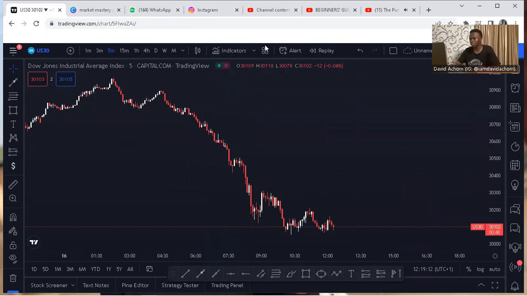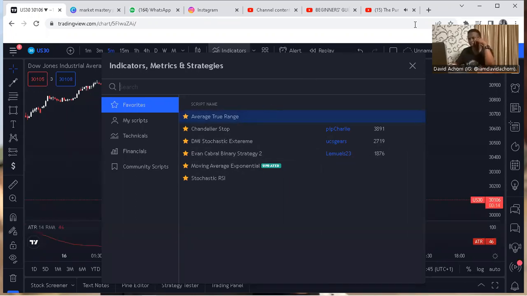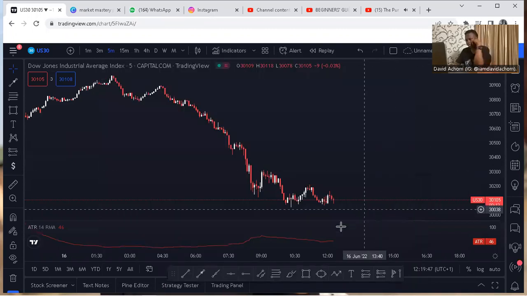If you want to bring out your indicators, you come here and type indicators. This is average true range. This is stochastic RSI. This is moving average. RSI, stochastic, moving average, and EMA. Then average true range, let me bring it out. This is what average true range looks like.